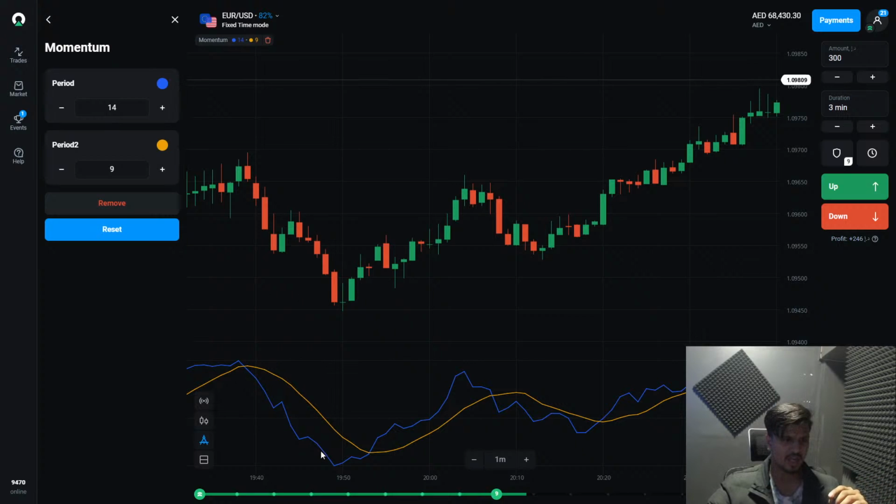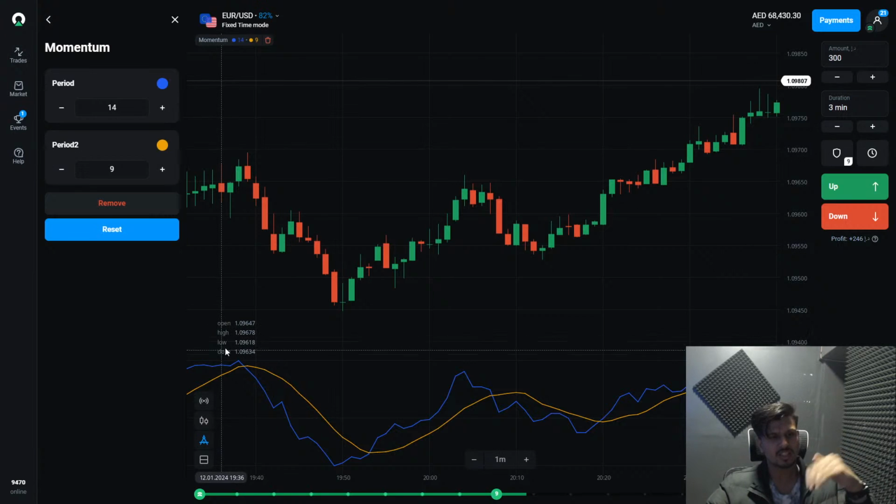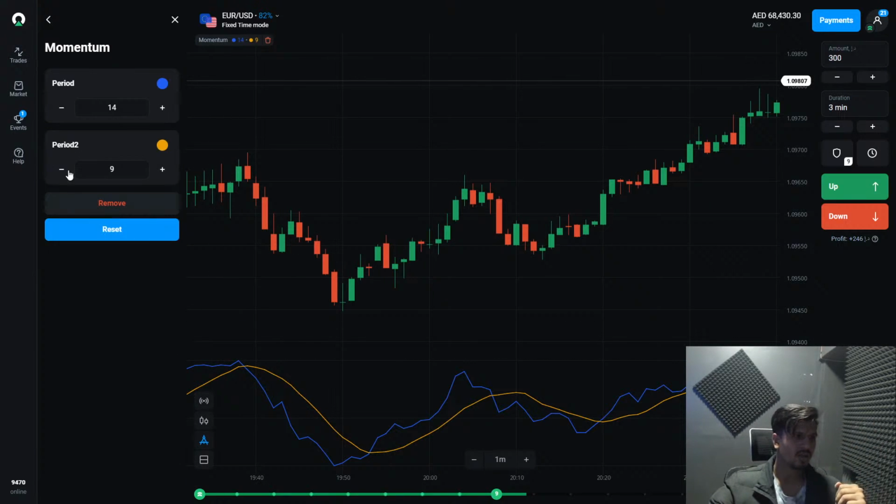This is highly curved and zigzag. It will change every second. This blue line, because it has the highest number, is in the curved, zigzag form. But the yellow one has the lower number, so the yellow line has a smooth, wavy structure. So I have explained momentum.